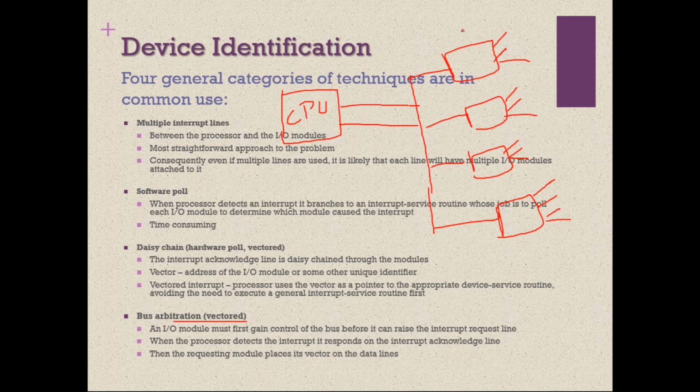Say this is IO module 1, this is IO module 2, this is IO module 3, this is IO module 4. Say one of the IO devices in IO module 2 has completed some IO operation. So module 2 wants to tell the CPU through an interrupt. But it cannot generate an interrupt just like that. First it should request the bus from the CPU. That is called bus arbitration. That is called a bus request.